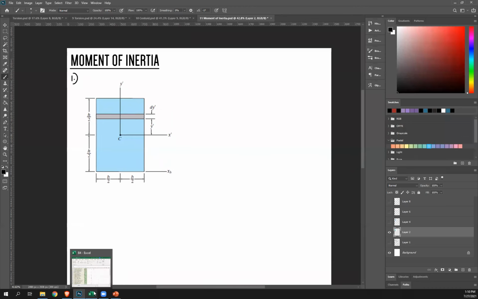So you might be wondering, how are we going to get our centroidal moment of inertia? We're going to use integral of x squared dA or integral of y squared dA. So these are the examples on how to get centroidal moment of inertia. So let me just fix this.